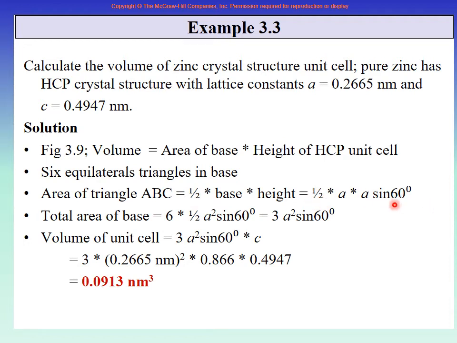So this is one triangle, and there are 6 like this in the hexagon. So 6 into half A squared sine 60 is 3A squared sine 60. So this is the area of the hexagon, 3A squared sine 60. And then you multiply it by C.